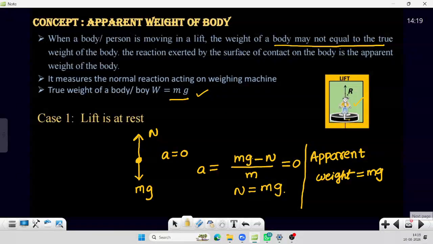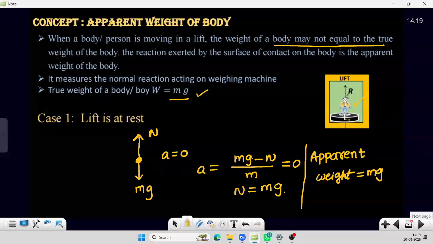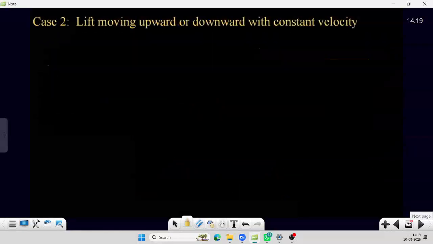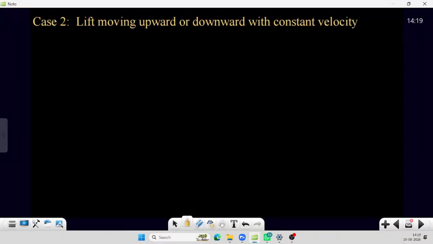Now let's see the second case. If the lift is moving up or down with a constant velocity, if it is constant velocity, what is the acceleration? Zero.